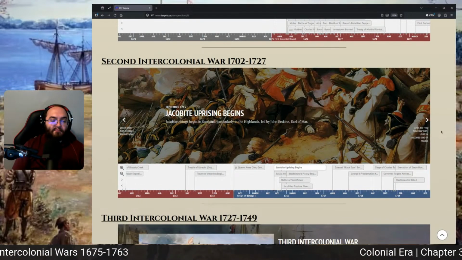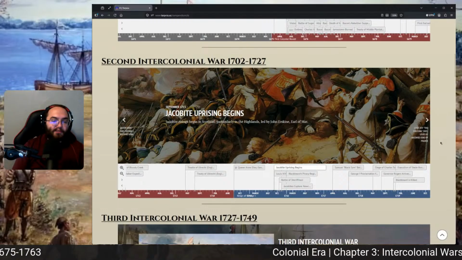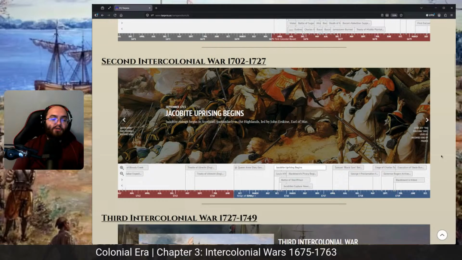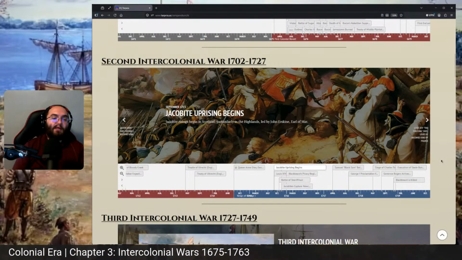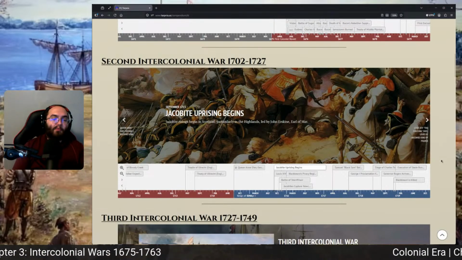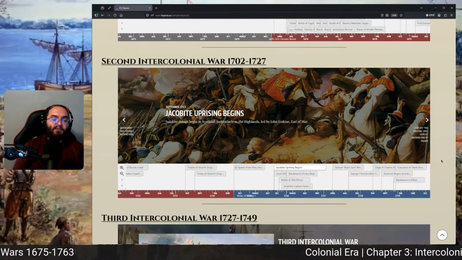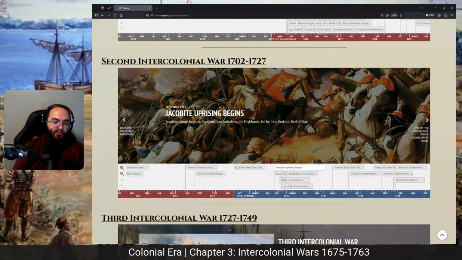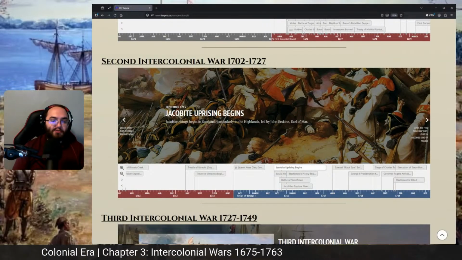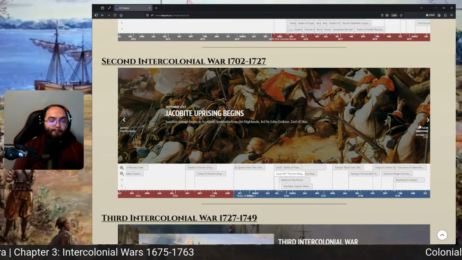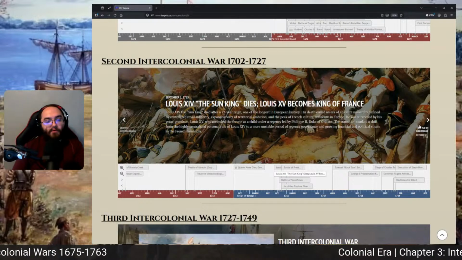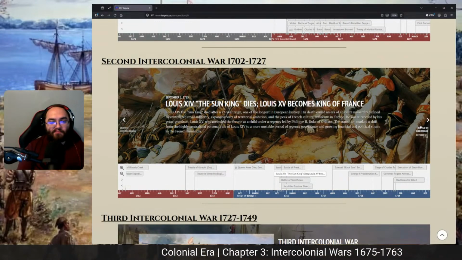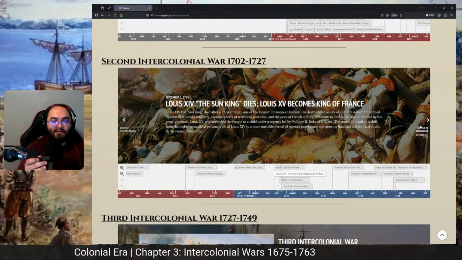In 1715, you have a Jacobite uprising. Jacobite is in reference to Jacobus or James. And so these are the people who support the descendants of James II, who was deposed during the Glorious Revolution less than 20 years before this. Louis XIV, the Sun King, dies, and Louis XV becomes King of France.